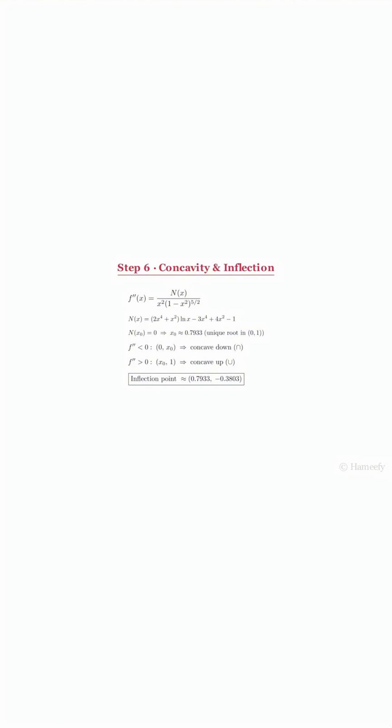0.7933. The function is concave down on 0 to x naught, and concave up on x naught to 1. The inflection point is approximately 0.7933, negative 0.3803.